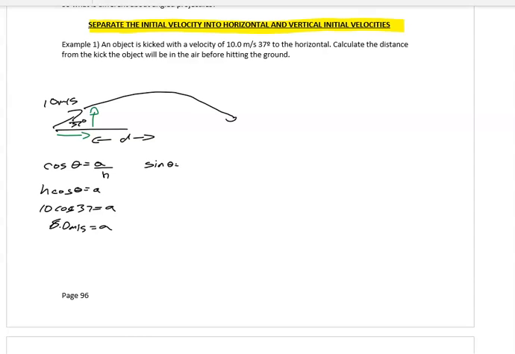Using sine theta equals opposite over hypotenuse to find the vertical, 10 sine 37 is equal to the opposite side. And when you calculate that, it comes to 6.0 meters per second. So that's the velocities in the x and the y direction. This is our horizontal velocity, and this here is our vertical.